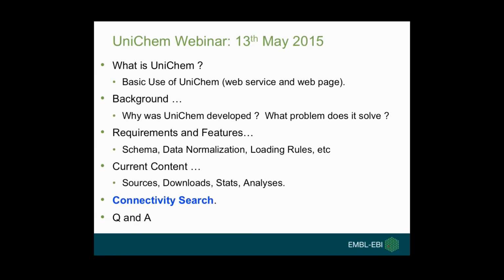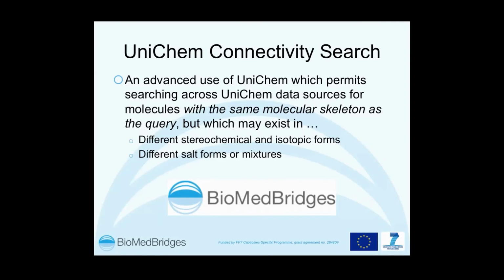Okay, so the last major section here is the connectivity search. I'm going to switch the style of my slides here because the UniChem connectivity search was actually funded by BioMed Bridges, an FP7 project. And UniChem connectivity search is an advanced use of UniChem which permits searching across UniChem data sources for molecules which have the same molecular skeleton, the same molecular backbone or connectivity as the query, but can exist in different stereochemical or isotopic forms and/or different salt forms or mixtures.